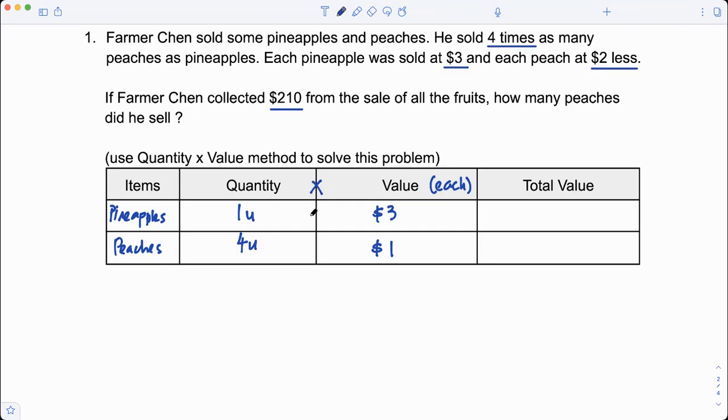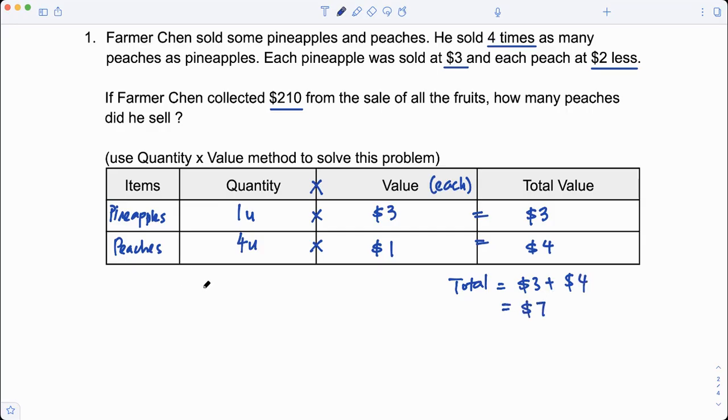For every 1 pineapple that is sold at $3, the total is 1 times 3. And for 4 peaches that is sold at $1 each, the total amount for peaches is $4, 1 times 4. And the total amount for 1 pineapple and 4 peaches is equals to $3 plus $4, which is $7.